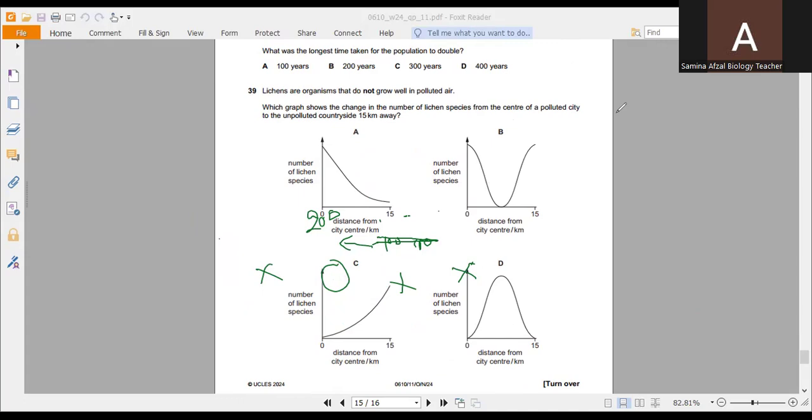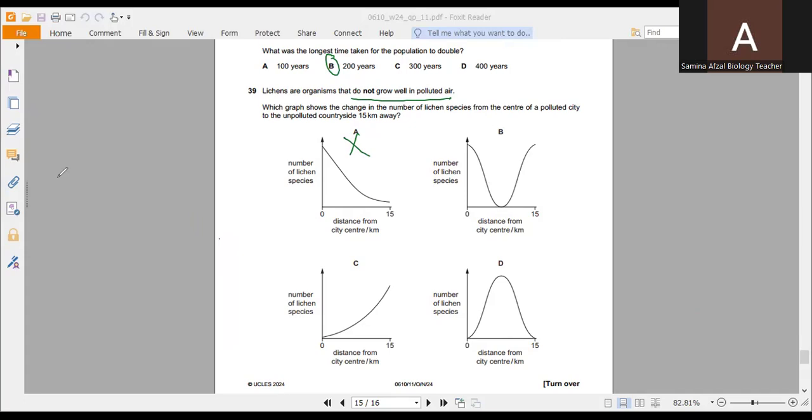So question number 39, you can see they have given us 4 different types of graphs. Which graph show the changes in the number of lichen species from the center of a polluted city to the unpolluted countryside 15 kilometers away? In A, you can see as the distance is increasing, the number of lichen species is decreasing. They do not grow well in polluted air. So this A graph shows that they are going away from the polluted area, so their number is decreasing. So A is not correct option.